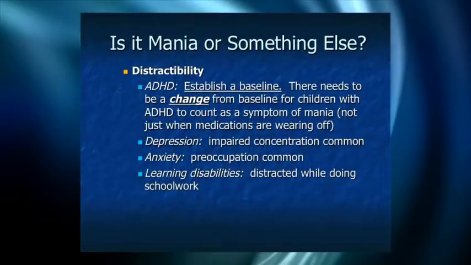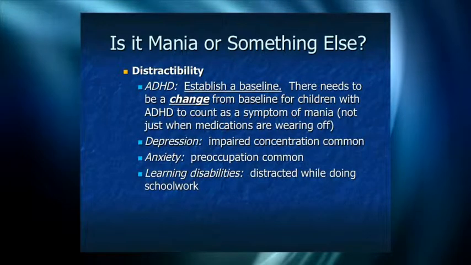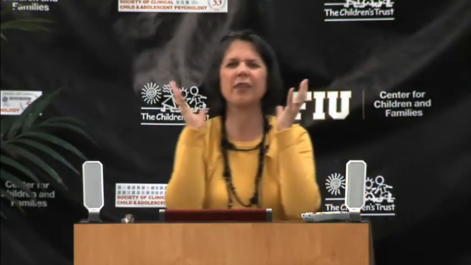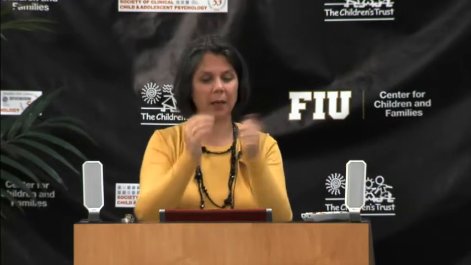In depression, kids don't concentrate so well. Kids with depression will talk about, it's like I've got cotton between my ears. It's like there's a fog that came down into my brain. They'll use very descriptive terms to talk about how they can't think straight. That's depression, that's not mania.